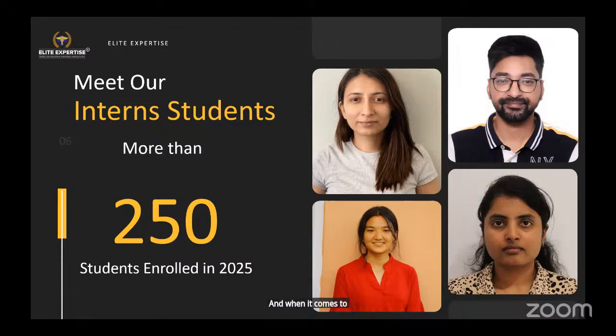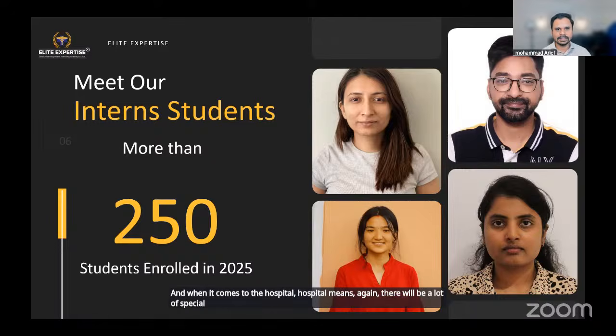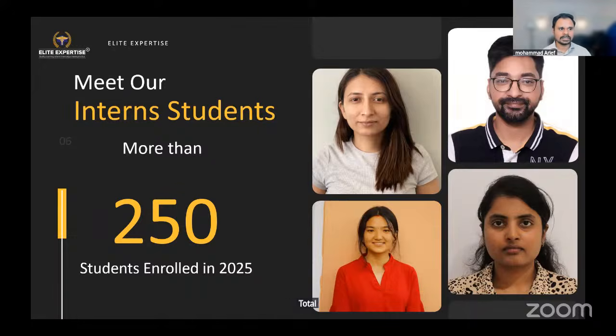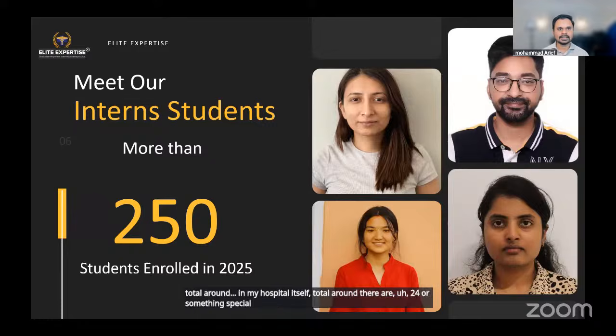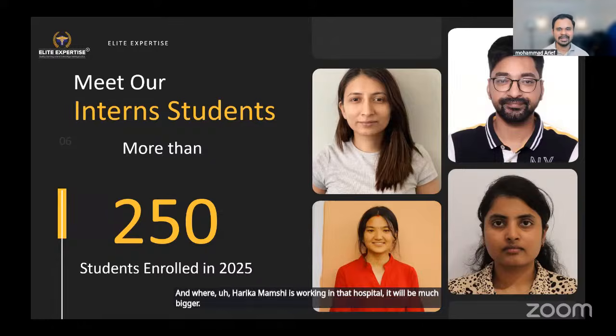When it comes to the hospital, again, there will be a lot of specialties: pediatrics, oncology, cardiology, neurology, nephrology. In my hospital itself there are around 24 specializations. And where Harika ma'am is working, that hospital will be much bigger. So yes, specialties are there.